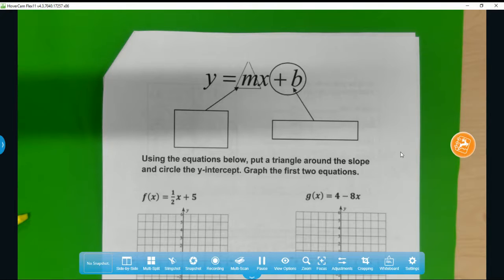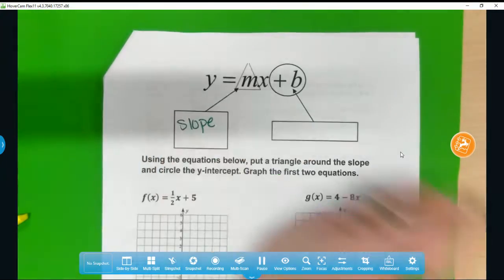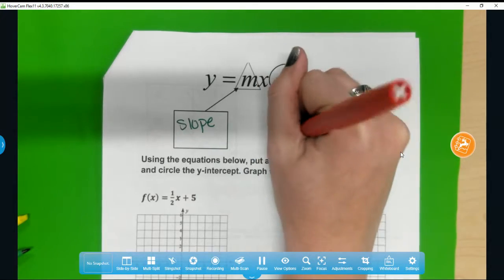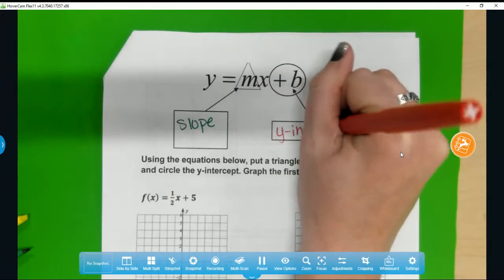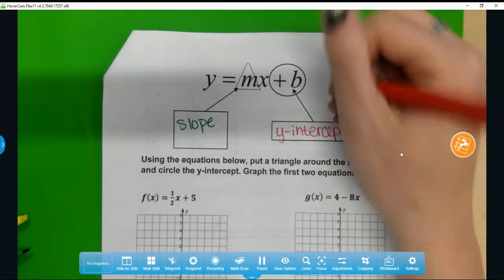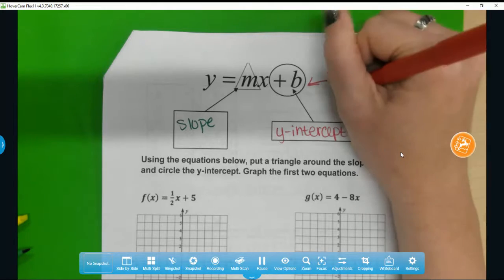In slope-intercept form, we have mx plus b. Remember, the m is your slope. The b is your y-intercept. This is also where you will begin your graph.